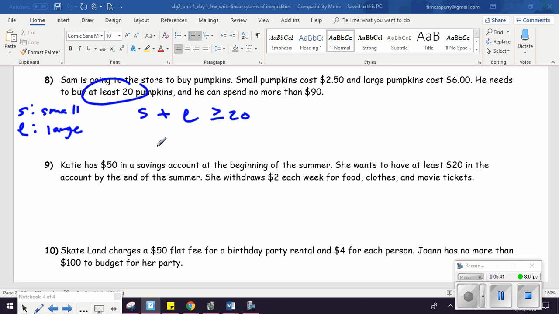Then we know that it's $2.50 times S plus $6 times L, and it has to be less than or equal to $90 because he cannot have more than 90. He can have less than 90, he can have 90, but he can't have more than 90.